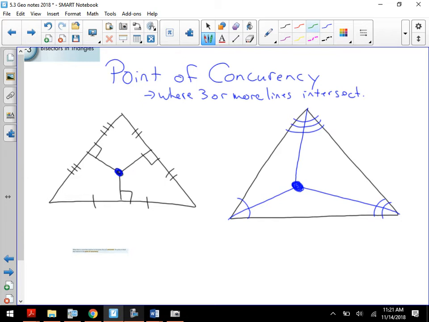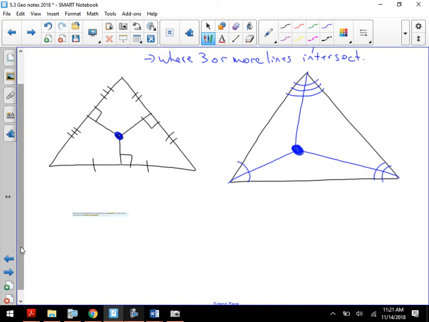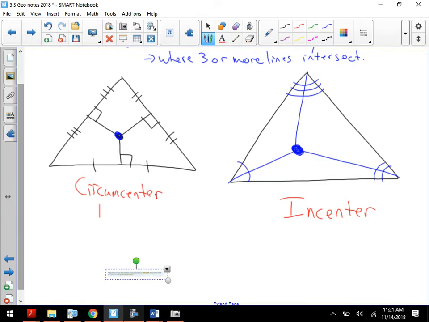Now what happens is that when you have perpendicular bisectors, and when you have angle bisectors, this thing called the point of concurrency has its own name. Each one of them has their own name. And on that sheet yesterday, you saw one of them. For the angle bisectors, the point is called the incenter. For the perpendicular bisectors, it's called the circumcenter. So this is for perpendicular bisectors. This is our angle bisectors.